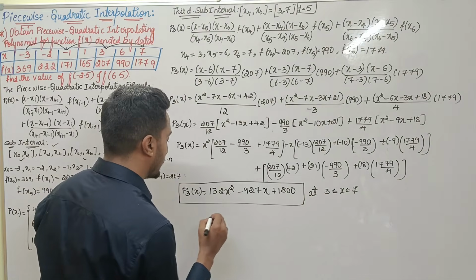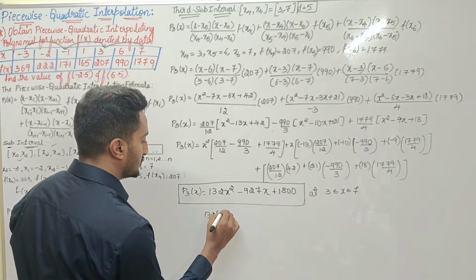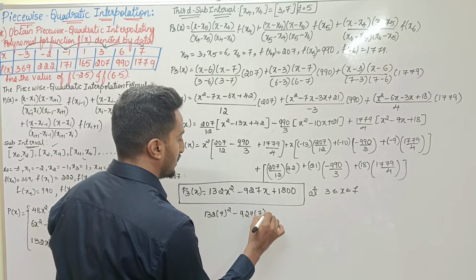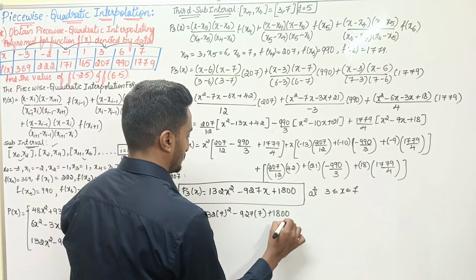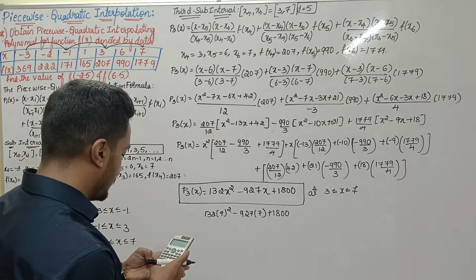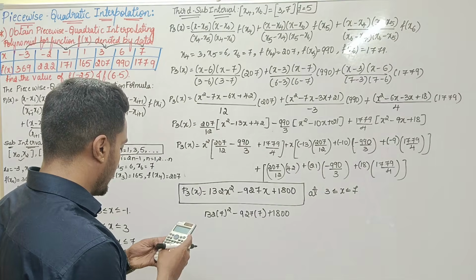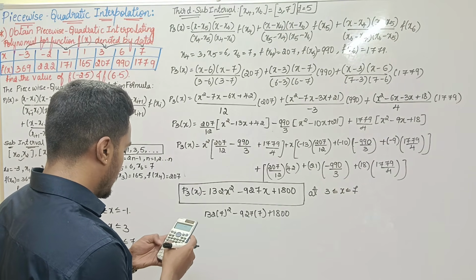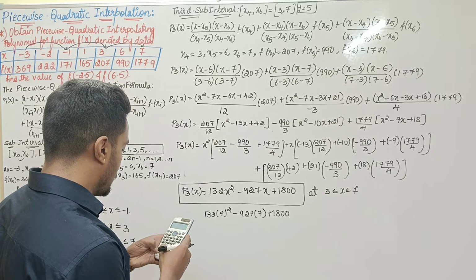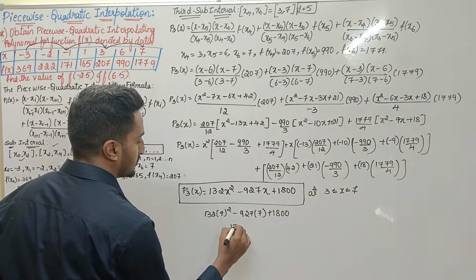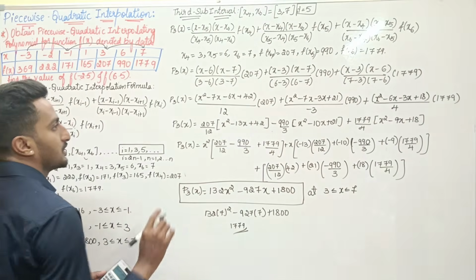Let us consider 7. 132 into 7 square minus 927 into 7 plus 1800. Let us add. You get 1779. If it is correct, then it is correct.